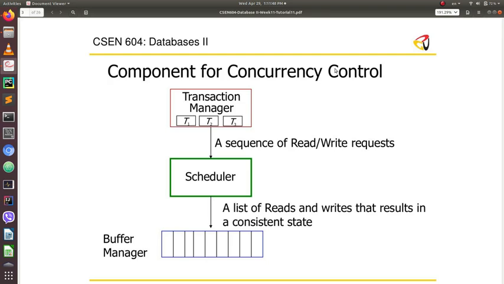Now, as illustrated in this figure, the transaction manager is responsible for planning how many transactions will be executed simultaneously at the same time in parallel. We can consider the scheduler as the brain of the transaction manager. Without the scheduler, the database will execute all transactions sequentially, which will take a lot of time.